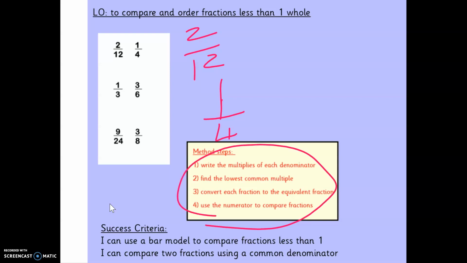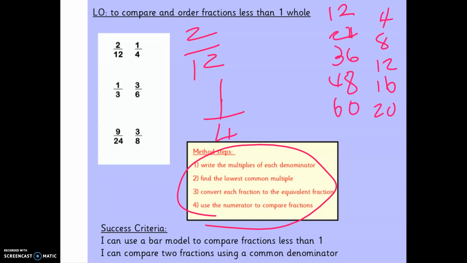Here, I've written down the method. It says write the multiples of each denominator. So we've got 12 and 4. I'm going to do the first 5 multiples and see if I can get an answer. I've written down the first 5 multiples of 12 and the first 5 multiples of 4. So I've done step 1.